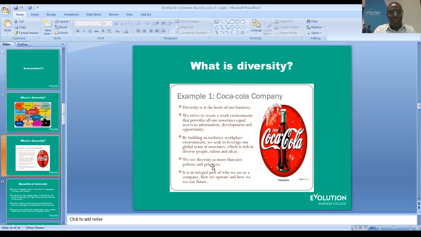And by building an inclusive workplace environment, we seek to leverage, this is what they seek to do, they seek to leverage, right? And so any organization has to have that policy and their objectives and point out exactly what are the things they need to achieve. So Coca-Cola says, we see diversity as more than just policies and practices. They see it more than that. And they say it is an integral part of who we are as a company, how we operate, and how we see our future.